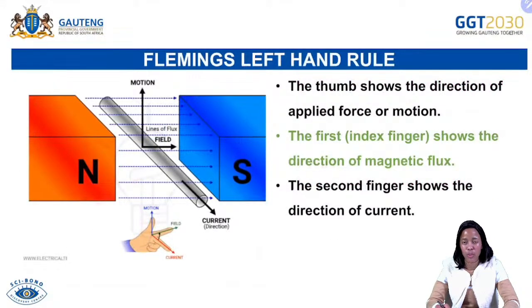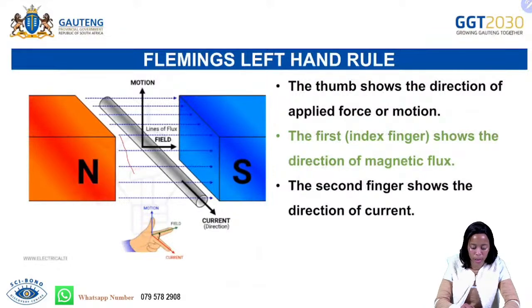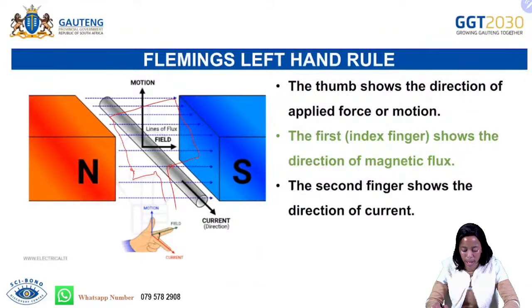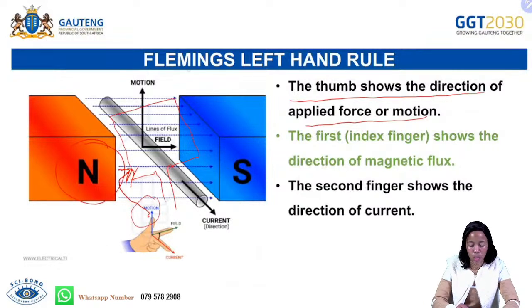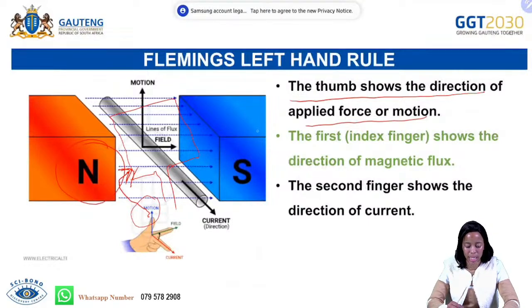So for a motor, we have the left-hand rule. For the left-hand rule, if again you have a coil there, it says that the thumb shows the direction of the applied force or the motion. So this would now be the thumb representing the direction of the force. So again, if you are to push the coil upwards using your thumb, then the coil would be turning in which direction? Then the coil would be turning in a clockwise direction.